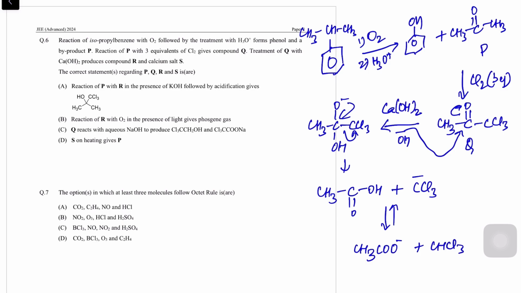Let's come back to the question. Treatment of Q, which is this, with calcium hydroxide produces R and calcium salt S, right? So this will be (CH3COO)2Ca, calcium acetate.